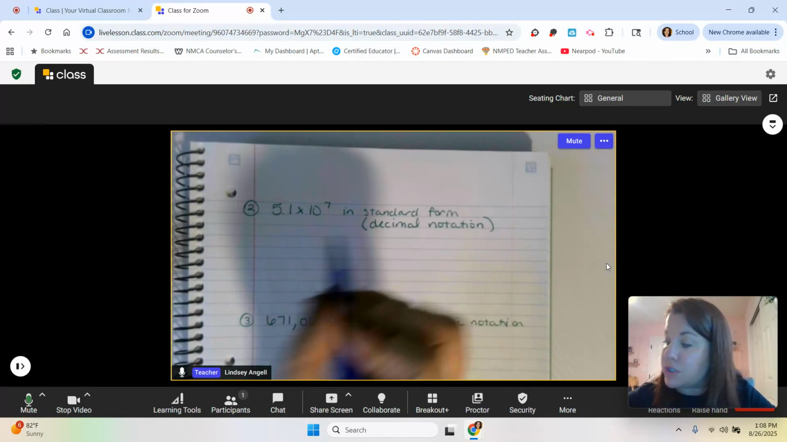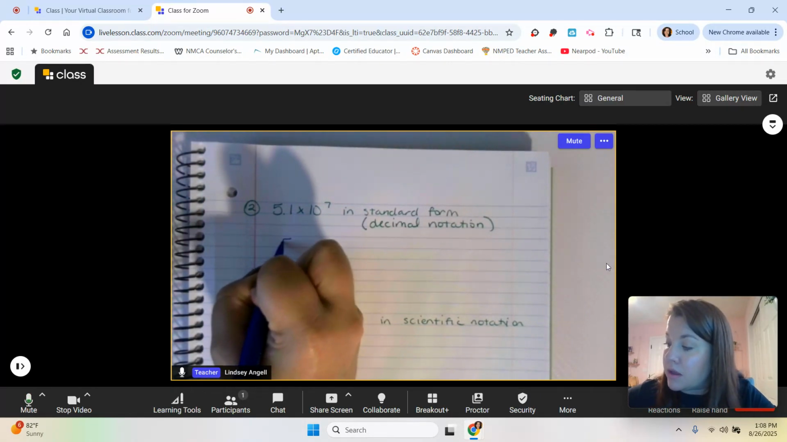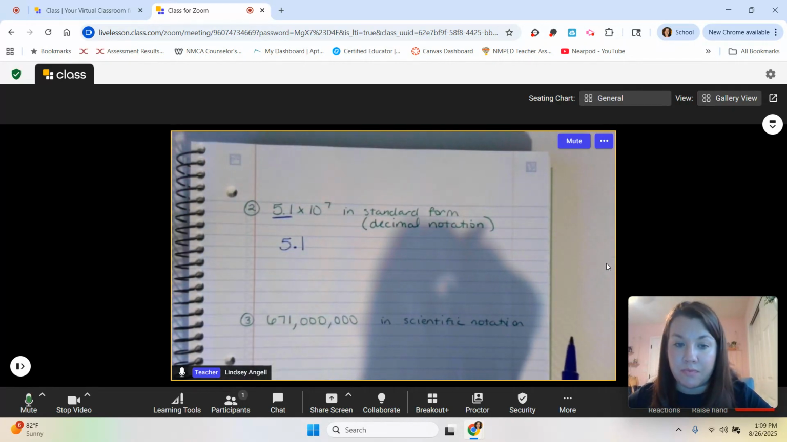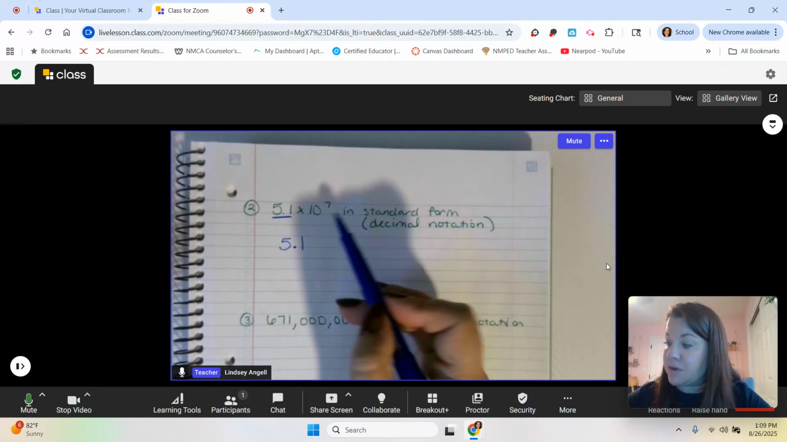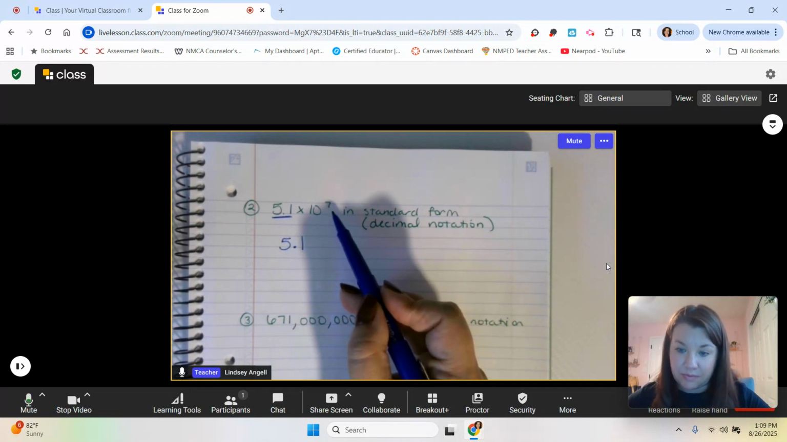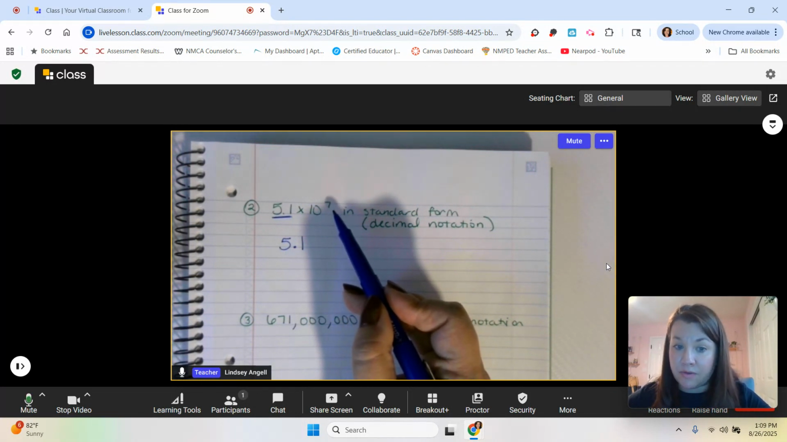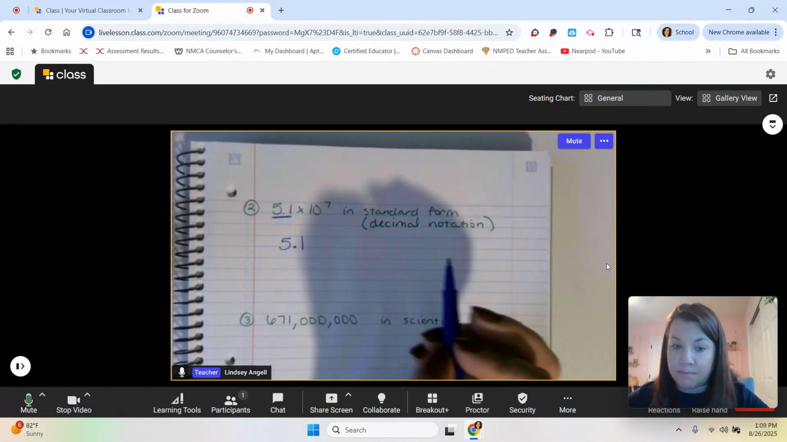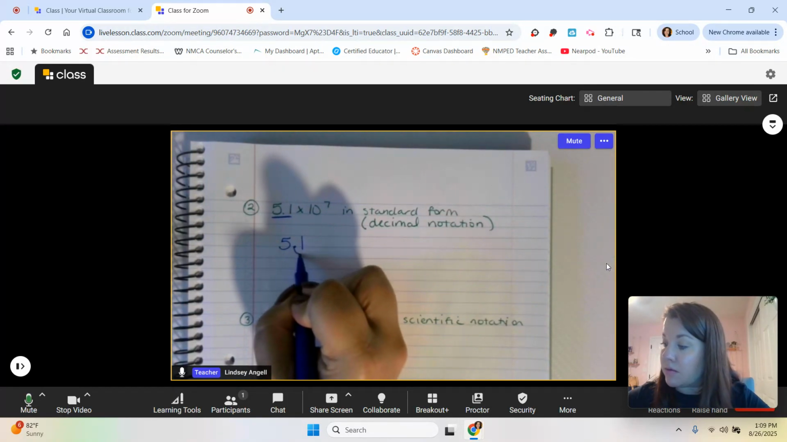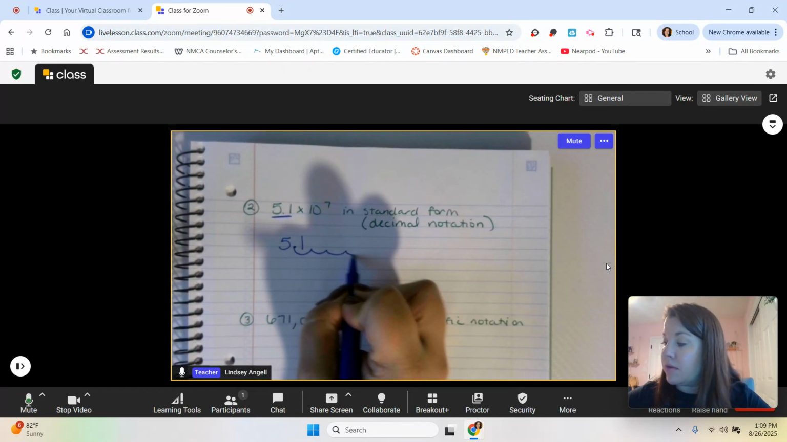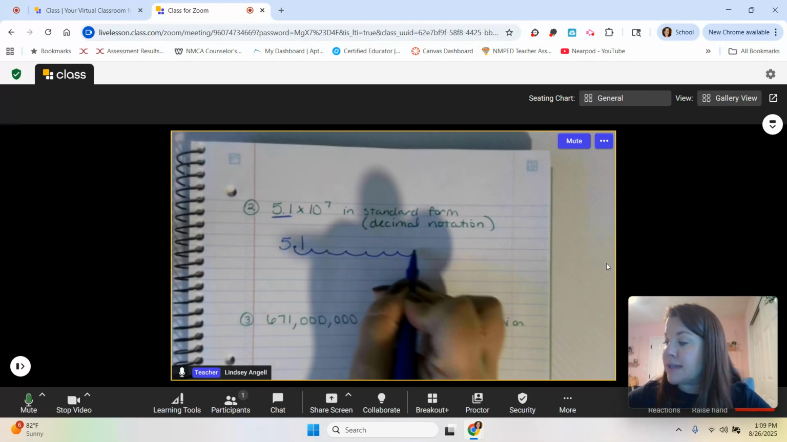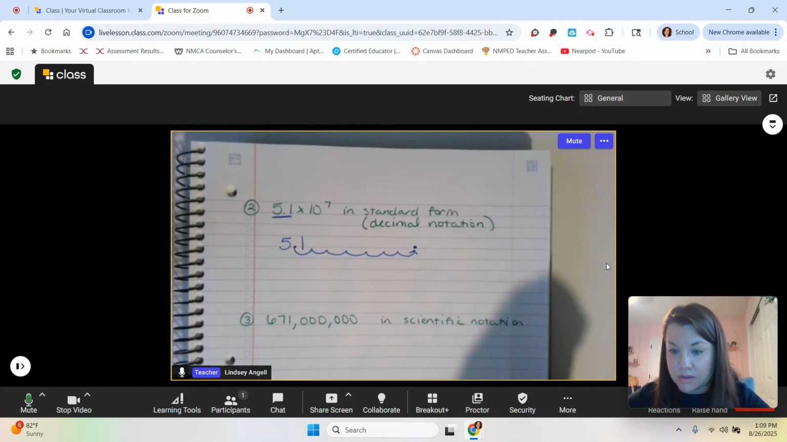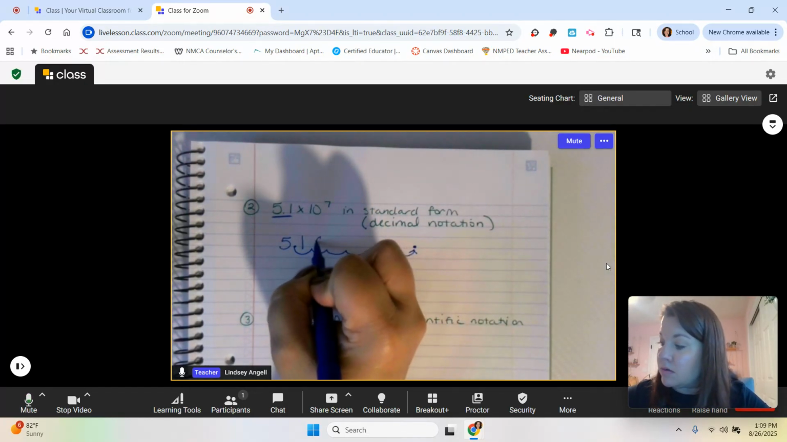Okay? So to do that, we're going to take whatever this value is, so 5.1, and then I'm going to move my decimal 7 spaces. Being that this is positive, that means I want to get a bigger number. So that means I'm going to go to the right. I'm going to go 1, 2, 3, 4, 5, 6, 7. So now my decimal is going to come way over here. Well, what do we do with all those empty spaces? We put zeros in.